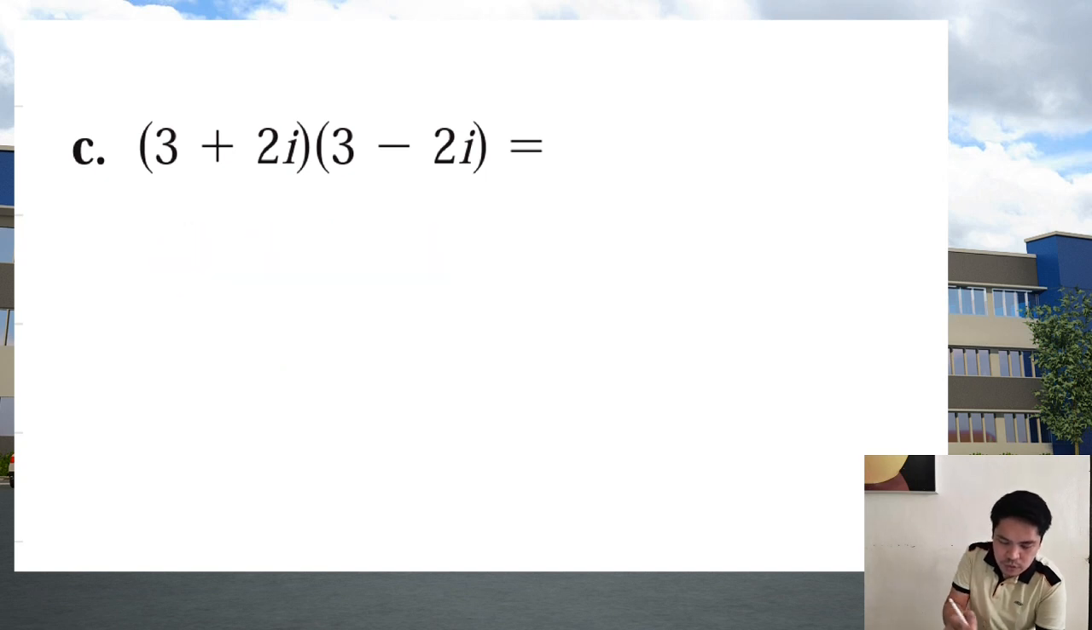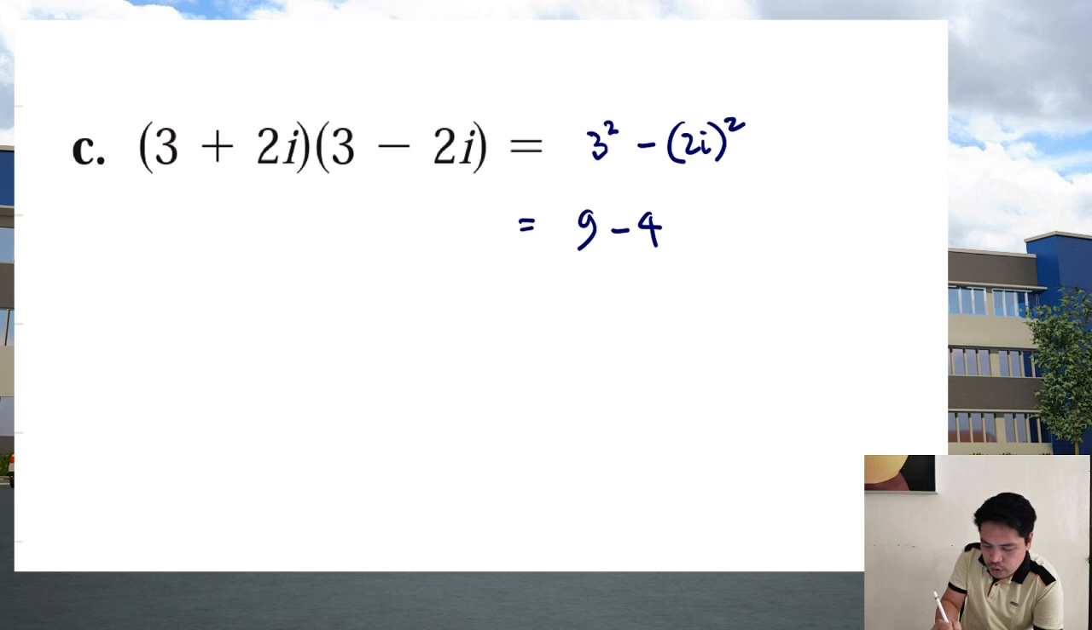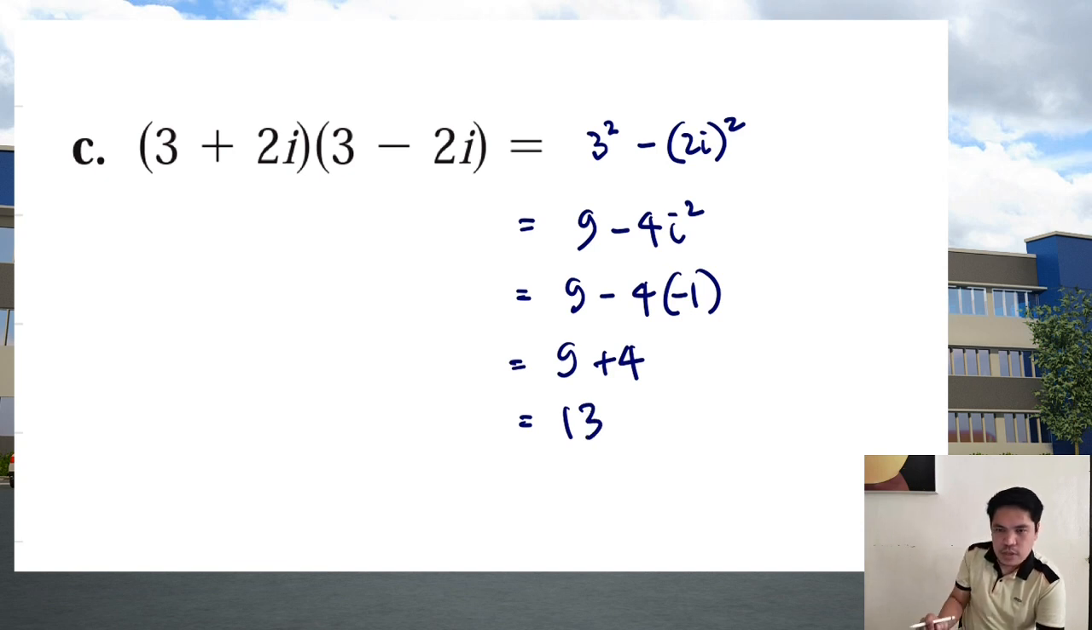So therefore, this is simply 3 squared minus 2i squared. The result would be 9 minus 4i squared. So 9 minus 4, and i squared is negative 1. So we have 9 plus 4. The answer is 13. That's it. Napakadali.